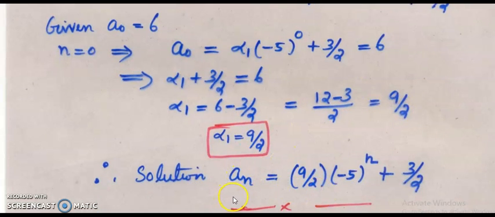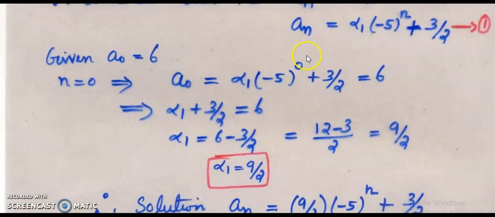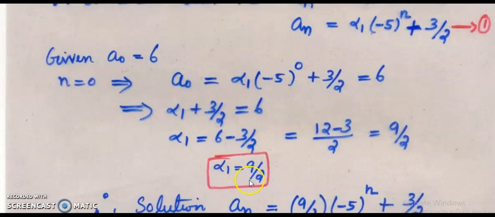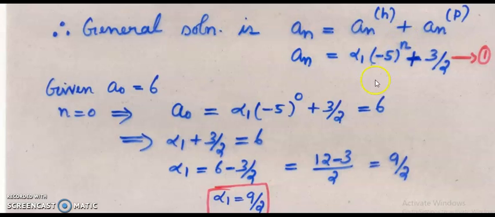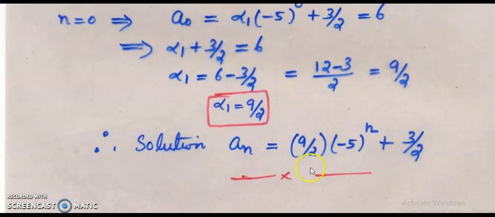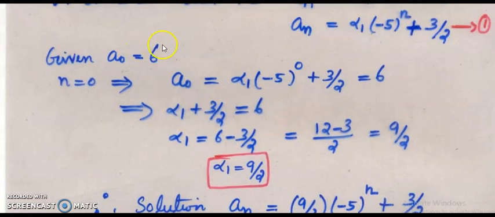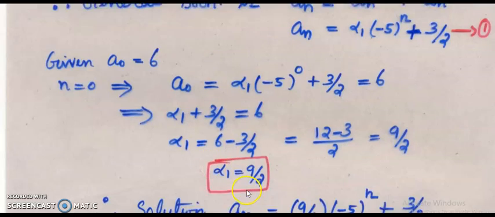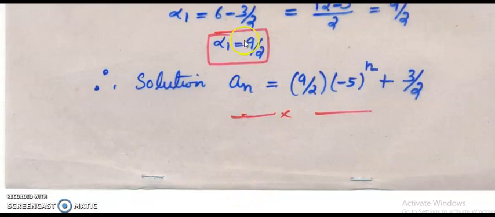Alpha 1 is 9 by 2. Now substitute it in equation 1, which gives the solution. Equation 1: a_n is equal to alpha 1 (minus 5)^n. Instead of alpha 1, we take 9 by 2. So 9 by 2 (minus 5)^n plus 3 by 2 is the solution. Whenever an initial condition is given, what is its use? To find the constant in the solution. The constant here is alpha 1. Using this initial condition, we got the constant and substituted it in the solution.